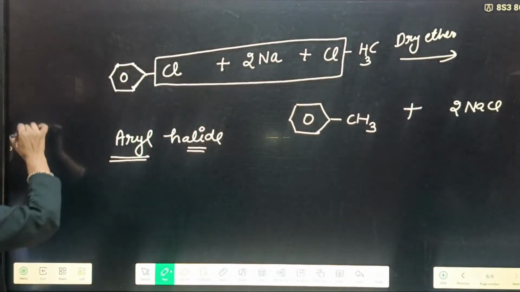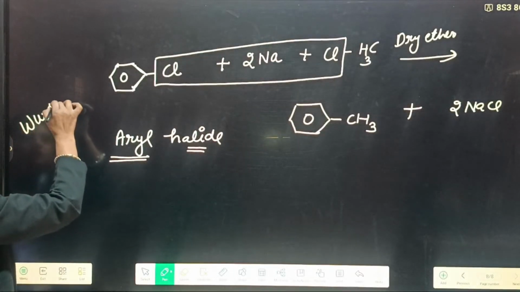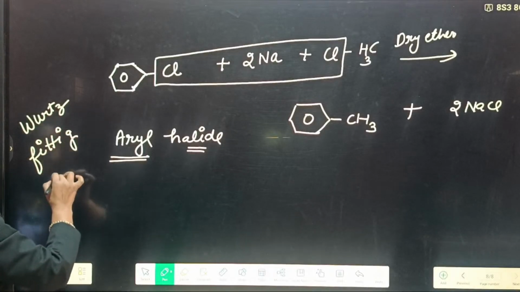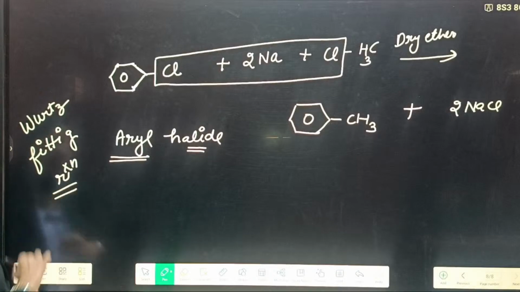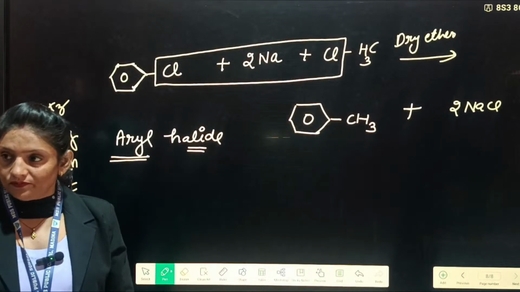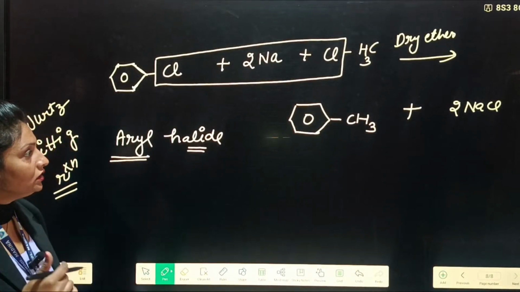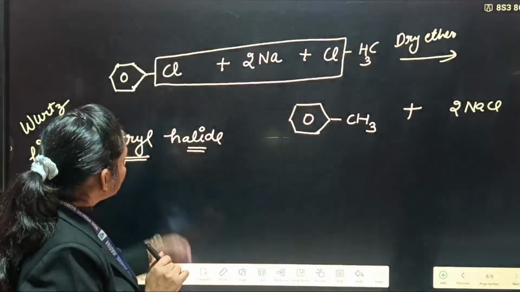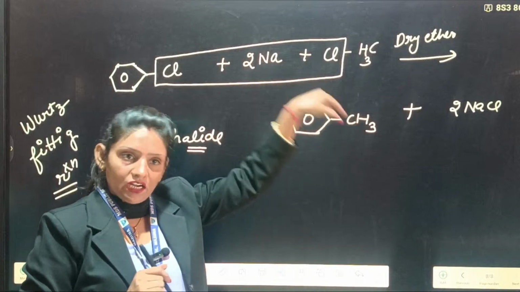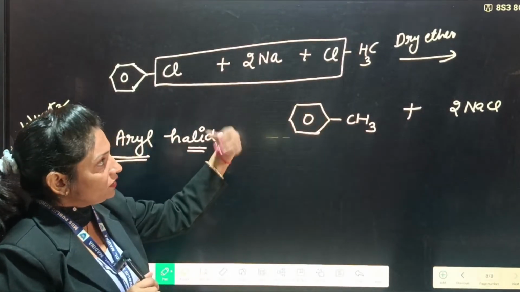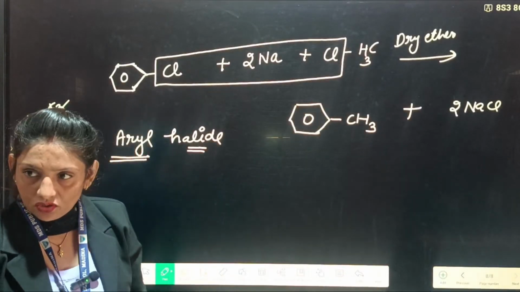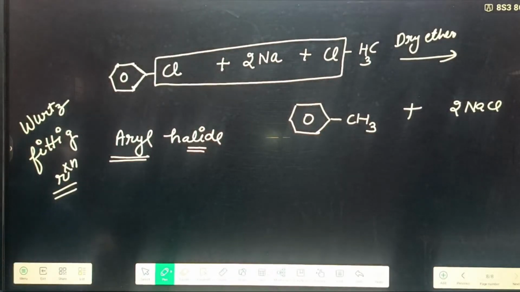But students, this is known as the Wurtz-Fittig reaction. The same reaction you will study in 12th class, but there you will study this reaction in the chemical properties of alkyl halide. And here you are doing this reaction as a method of preparation of alkane. Clear or not? This is known as the Wurtz-Fittig reaction.